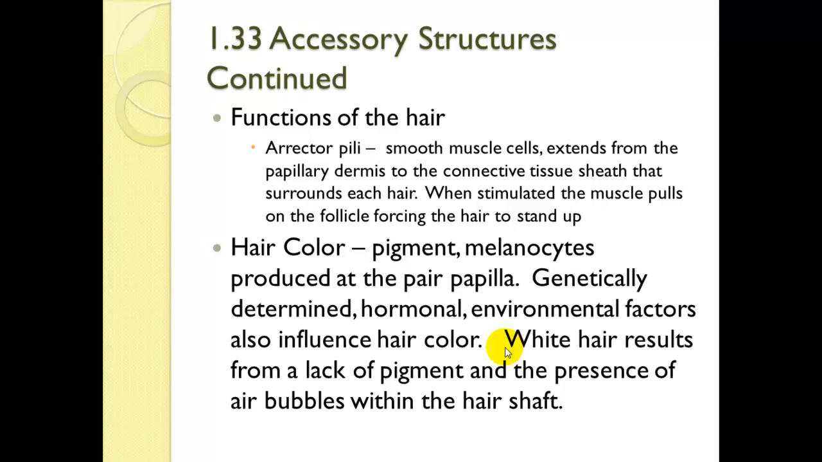Hair color. Pigment melanocytes are produced at the hair papillae. Hair color is genetically determined, and hormonal and environmental factors also influence it. White hair results from the lack of pigment and the presence of air bubbles within the hair shaft, and this comes with age.